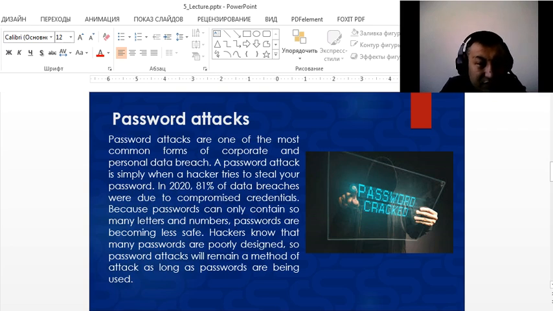Types of password attacks: brute force attack, dictionary attack. About brute force attack. A hacker uses a computer program to log into a user's account with all possible password combinations. Moreover, brute force attacks don't start at random. Instead, they start with the easiest to guess passwords.